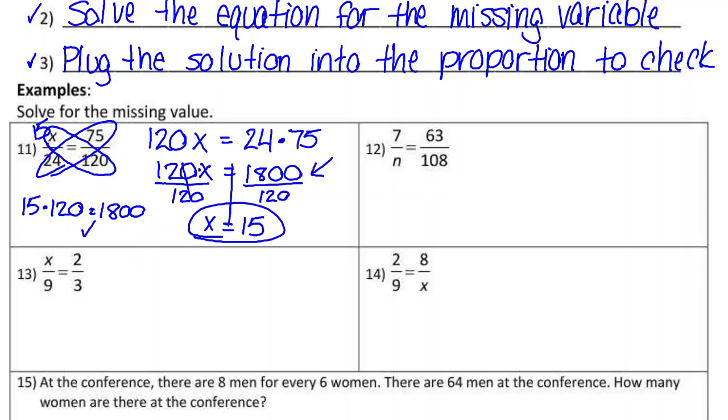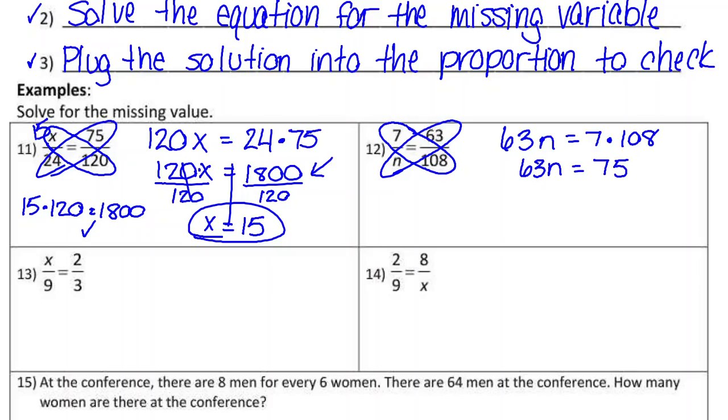All right, let's do the next one. I'm going to always start with the variable. So 63 times n, or just 63n, is equal to the opposite side, which is 7 times 108. This side says 63 times n because I can't do anything. 7 times 108 is 756. If you need to draw the line, do so.